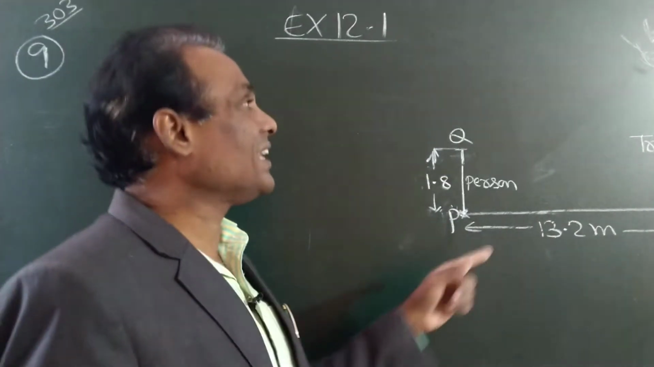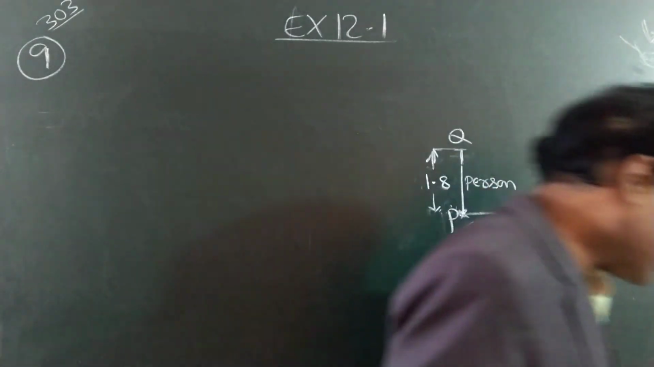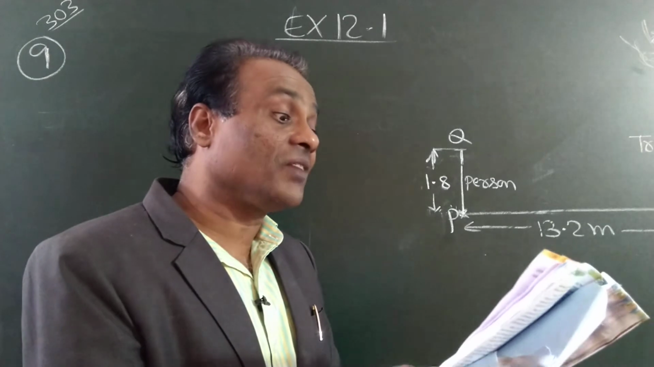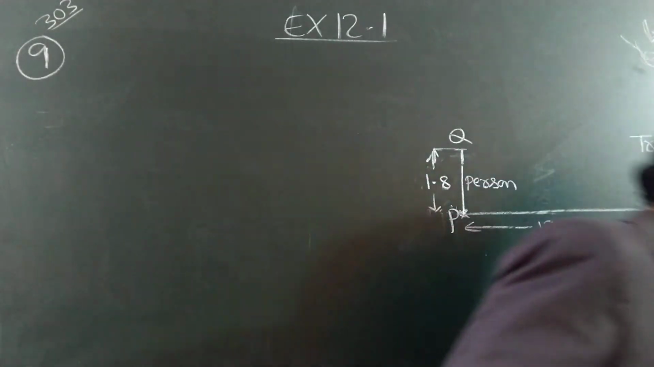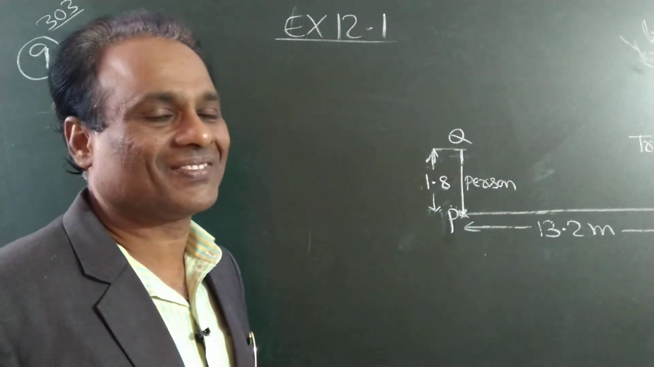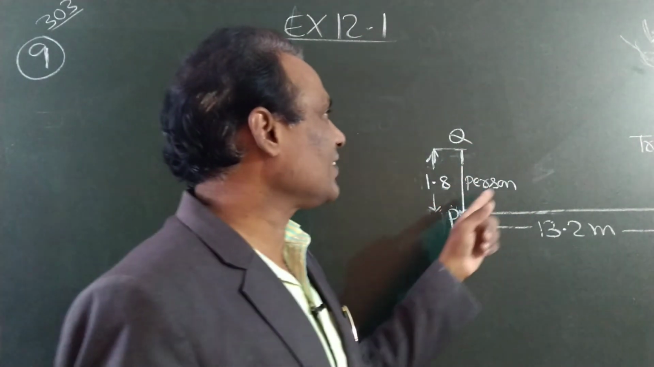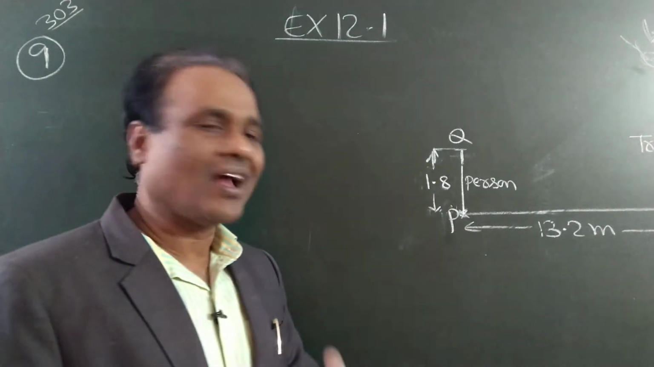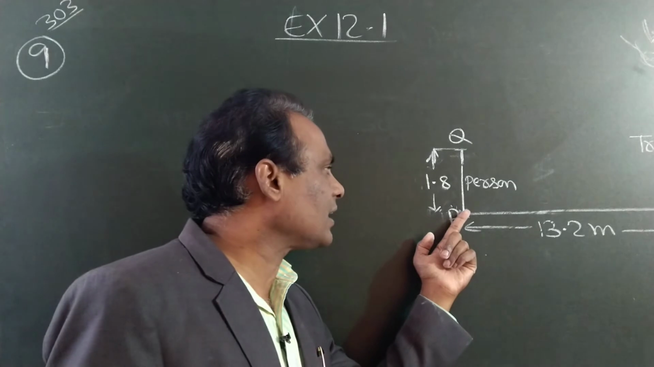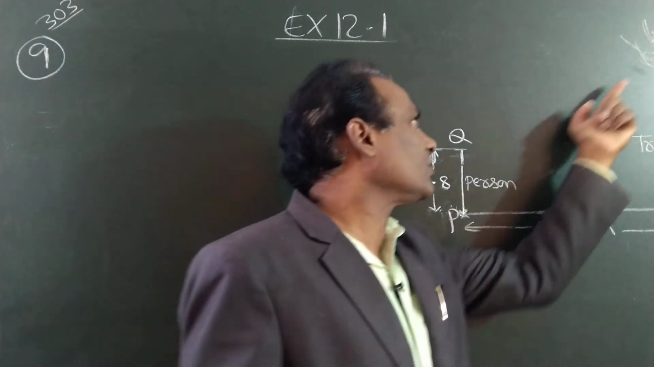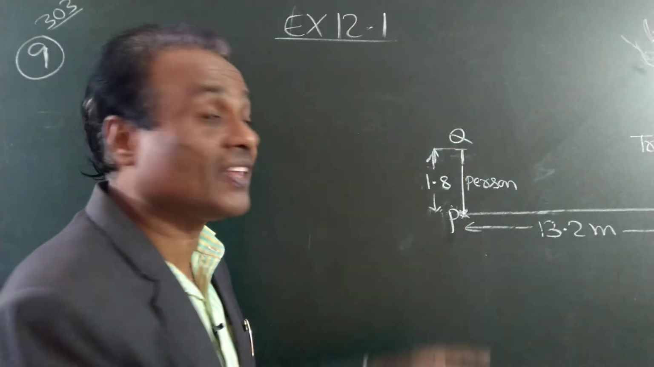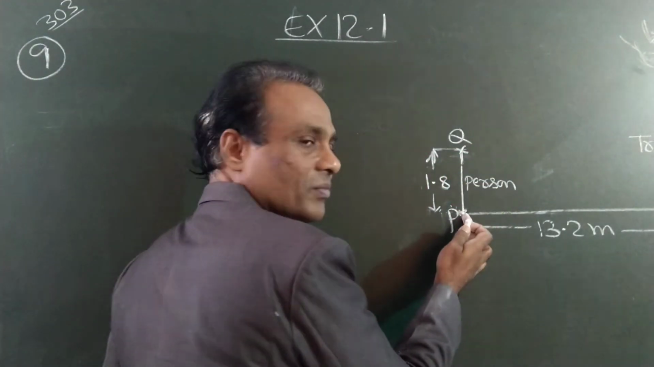Now, the person is observing the top of the tree. The angle of elevation of the top of the tree from his eyes. So the person is observing the top of the tree. In all the previous cases, person height was not given. So we take angle of elevation like this. But first time person height is given, so he will see from here. He won't see from this point.